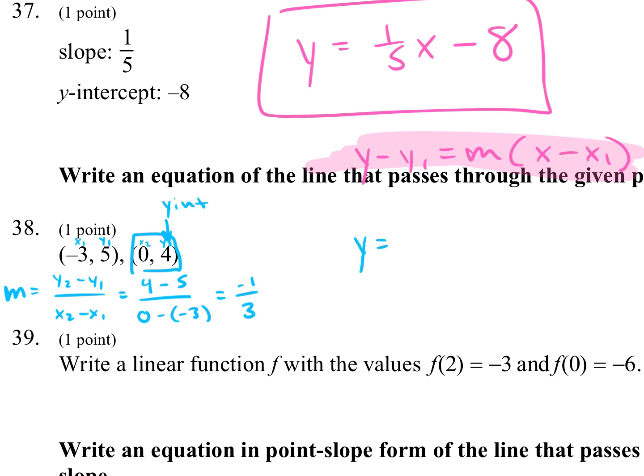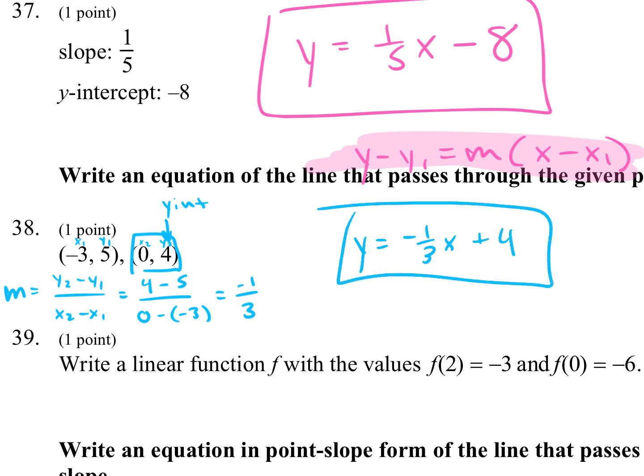So y equals negative 1/3 x plus 4. Perfect. We can just use slope-intercept, because again, if the x is 0, whatever the y is, that is your y-intercept. So all we need to do is find the slope. If it didn't give us the y-intercept, we would have to use point slope form.